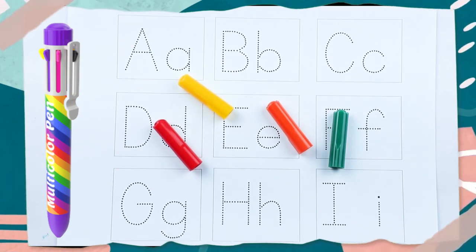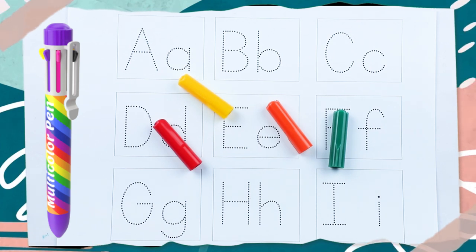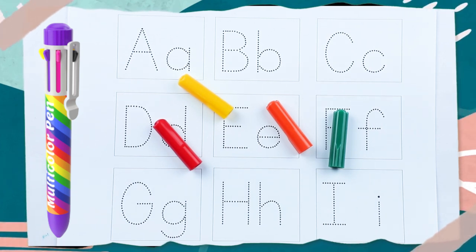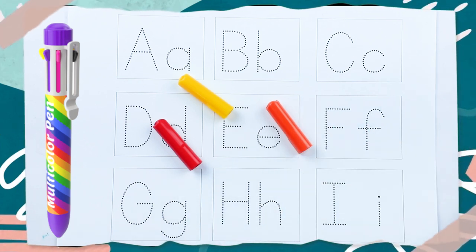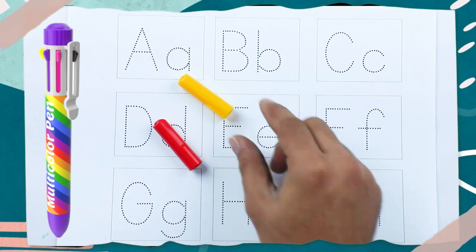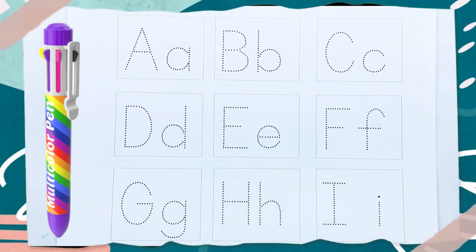Hello friends, today we learn alphabets A to Z, capital A to Z and small a to z with some colors. It's green color, orange color, yellow color and red color. Let's start.